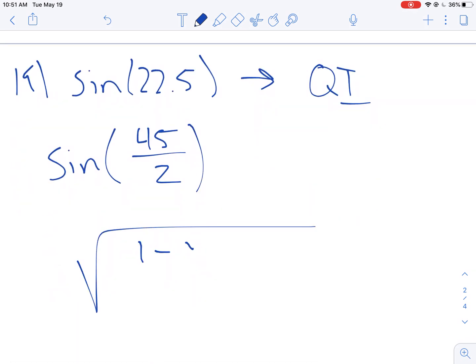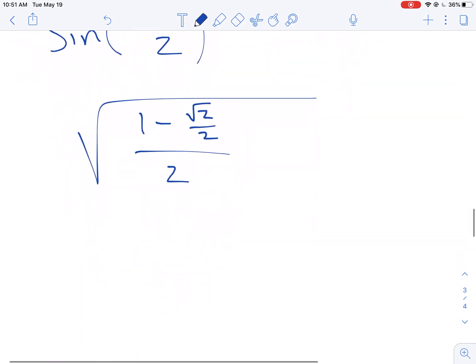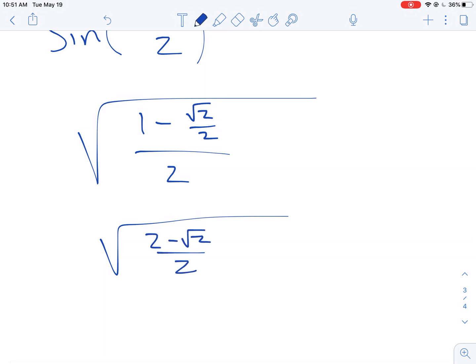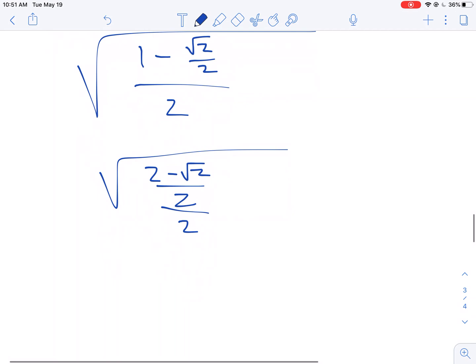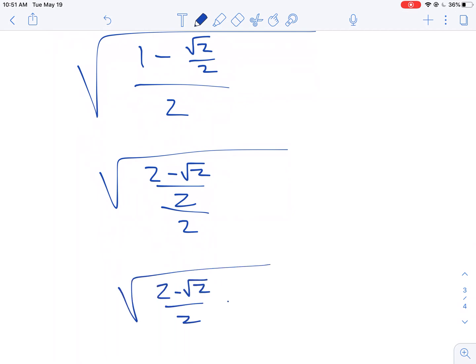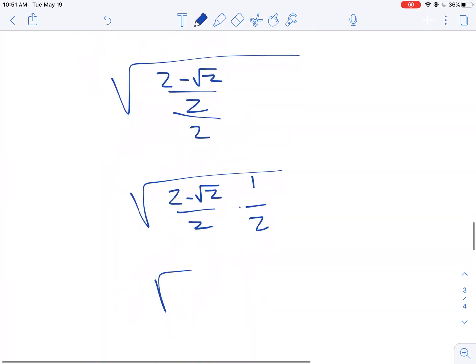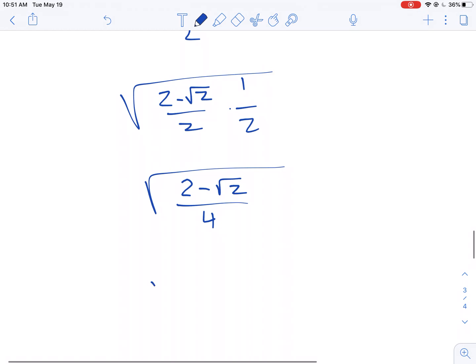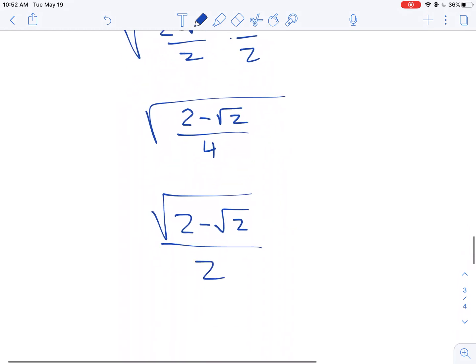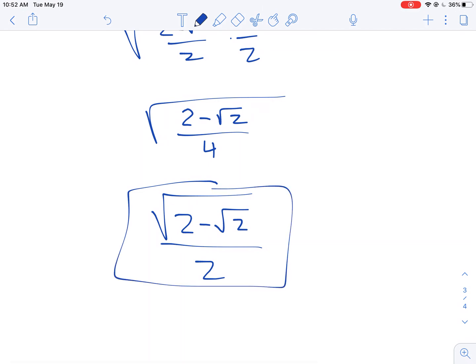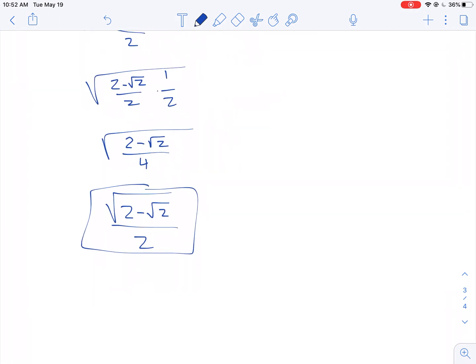1 minus the cosine of 45, which is root 2 over 2, and this is all over 2. So this becomes the square root of (2 minus the square root of 2) over 2, all over 2. The square root of (2 minus the square root of 2) over 2 times 1/2. The square root of (2 minus the square root of 2) over 4, and that simplifies down to the square root of (2 minus root 2) all over 2. My denominator's rationalized. I can't simplify that numerator anymore. We leave it as is.